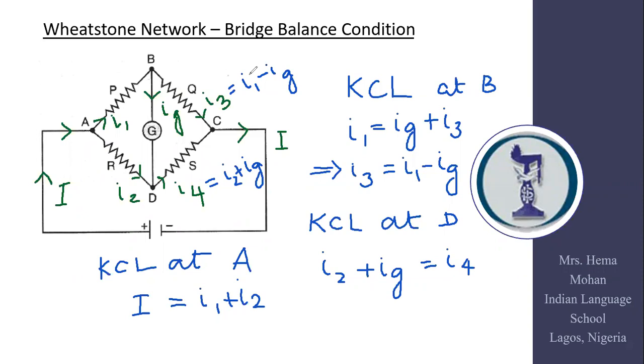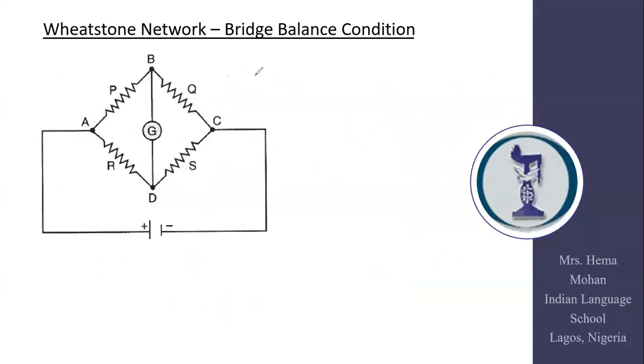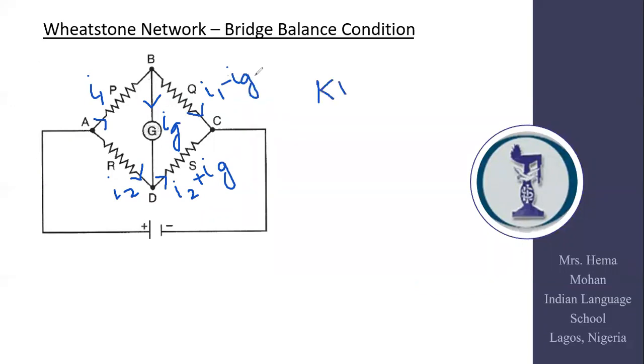Now, please keep this in mind. I have I1, I2, I3, I4. I3 is I1 minus IG, and I4 is I2 plus IG. Now, keeping this in mind, after having applied KCL, let us proceed to apply KVL, that is Kirchhoff's voltage law. So let me clear this. I'm moving on to my currents again. I have considered this as I1, I have considered this as I2, and this was considered as IG. Now I knew that this was given as I2 plus IG, and the current through this was given as I1 minus IG. Now I'm going to apply KVL in a loop.